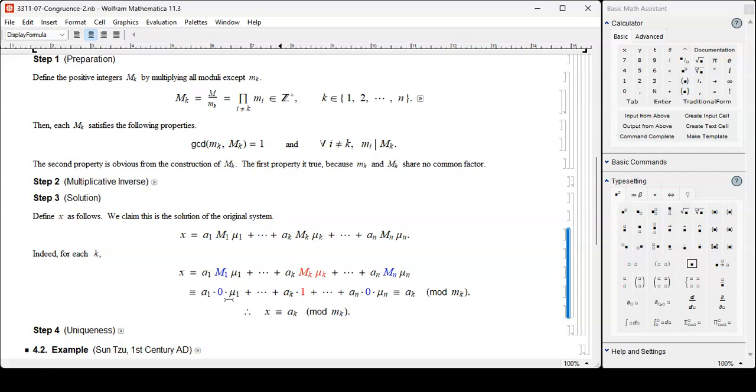So all those capital M's are zeros. And then capital Mk times mu k, that's the only non-zero term modulo mk. But then again, that's the multiplicative inverse, so this is 1. So all 0 except this one, which is 1. So what do you get in the end? x is congruent to ak modulo small mk. So anything other than capital Mk, mk is included in this multiplication.